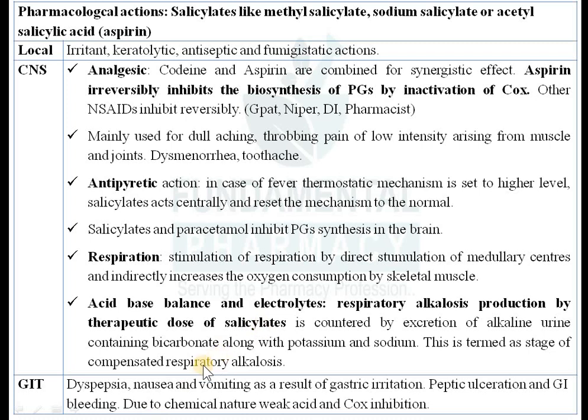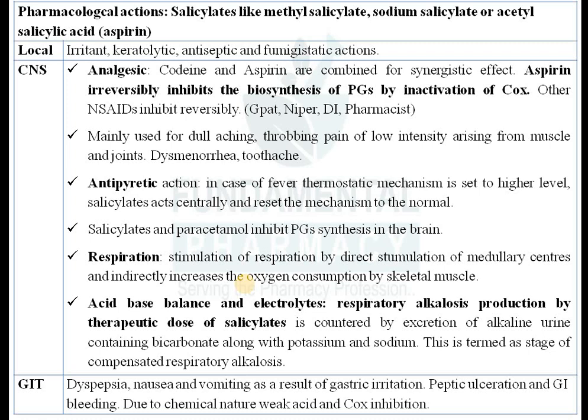So aspirin will cause dyspepsia, nausea, vomiting. It will irritate your stomach. It will cause irritation to your stomach. So peptic ulceration may be the result. Then GIT bleeding can occur due to its chemical nature.